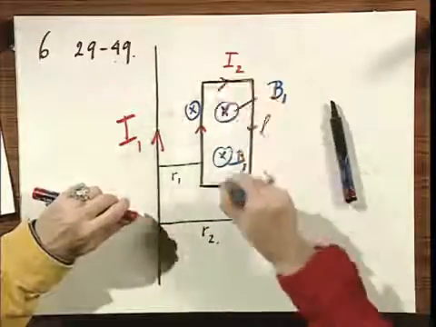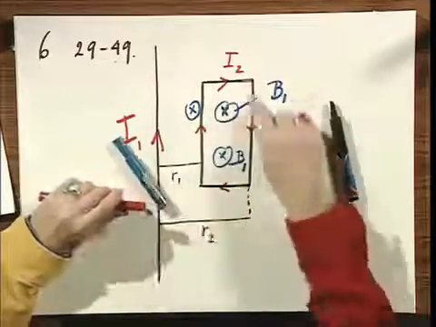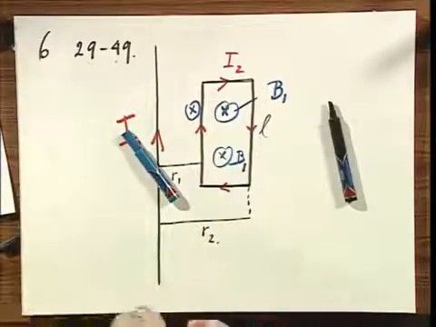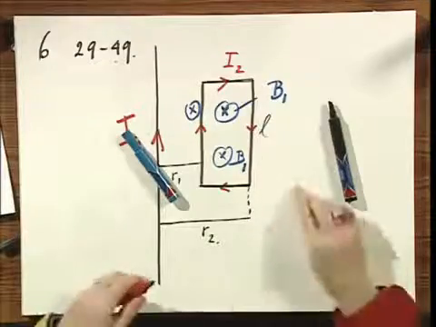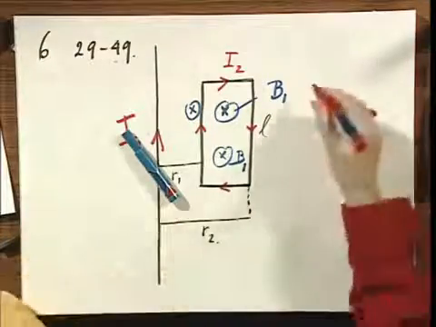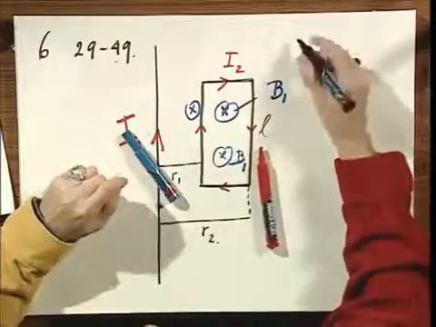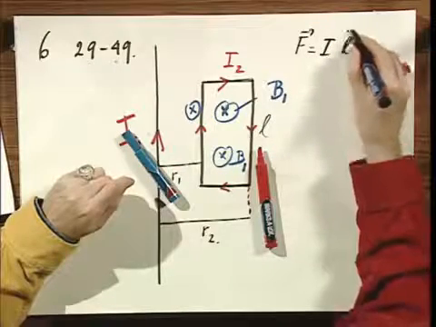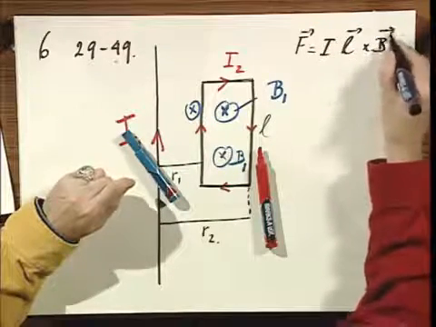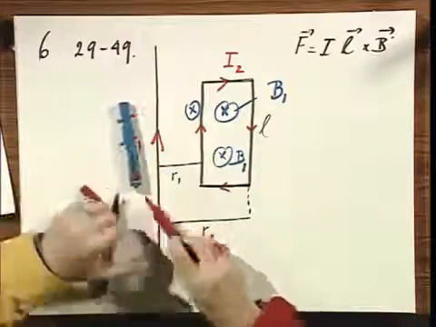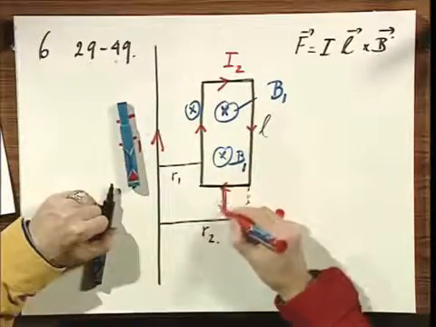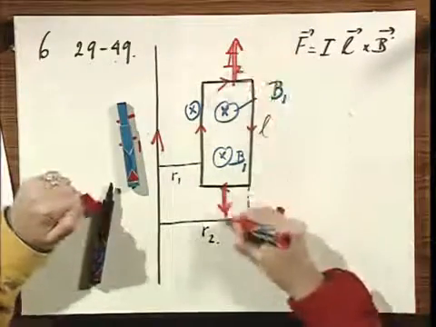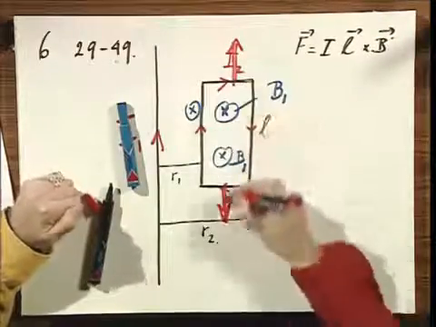And now I want to know what the forces are on these four sides. Well, the force here, and you should convince yourself of that with the simple fact that you know that the force equals I times L cross B. You can convince yourself that the force here will be down, the force here will be up, and these two forces will exactly cancel each other.